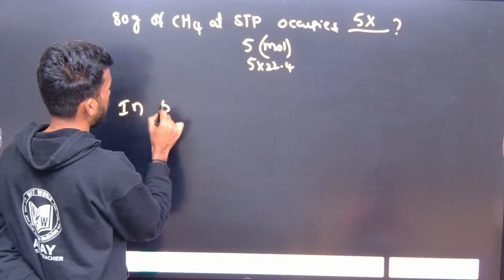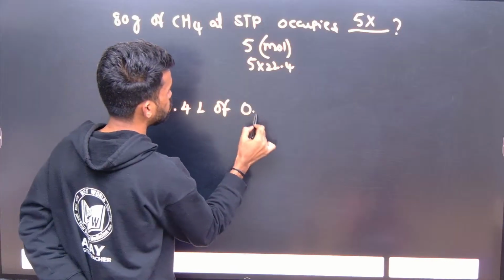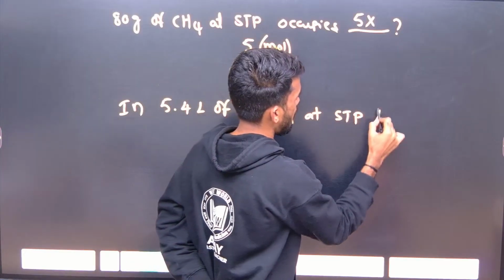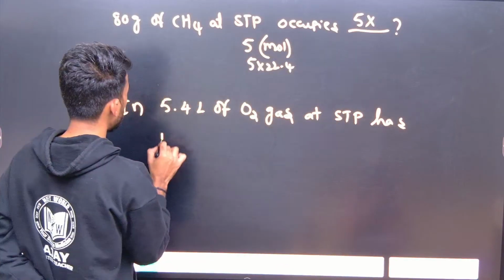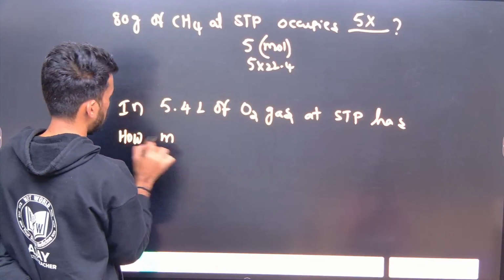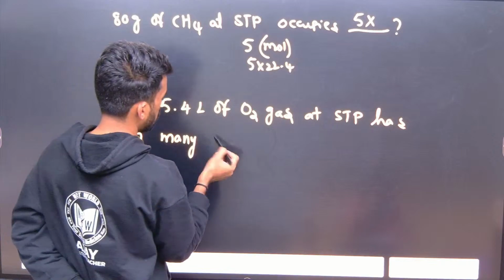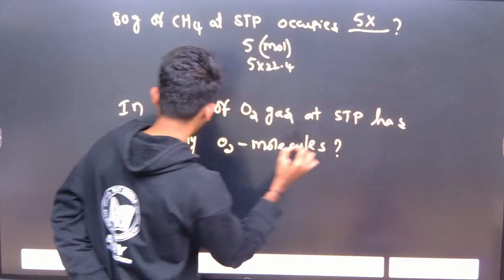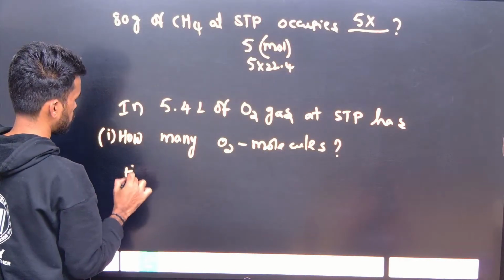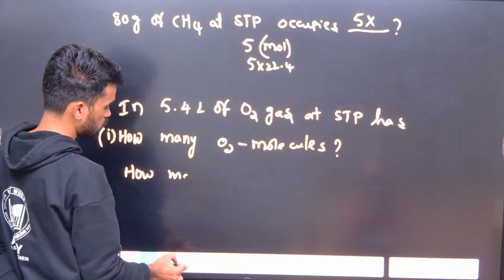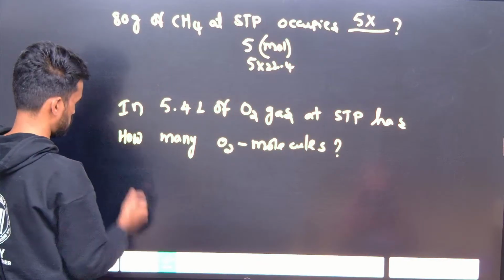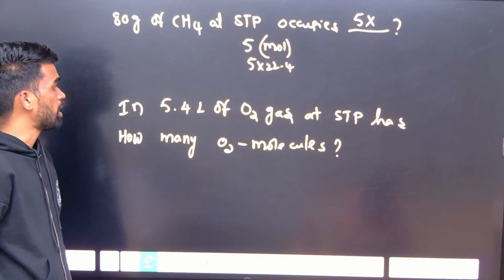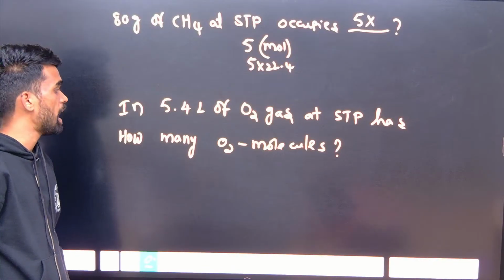So the next thing is: 5.4 liters of O2 gas at STP has how many O2 molecules? First you tell me, for this, how many O2 molecules are in 5.4 liters of O2 gas at STP?